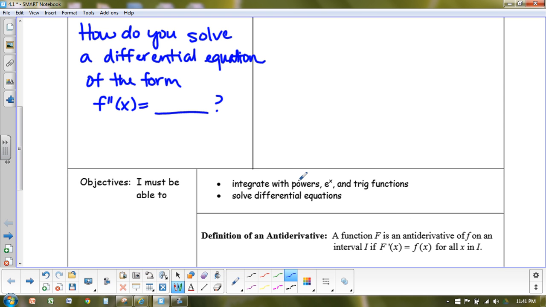Objectives, you're going to learn how to integrate with powers, you're going to learn how to integrate e to the x, and you're going to learn how to integrate trig functions.